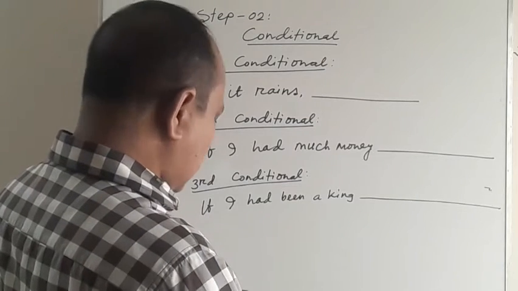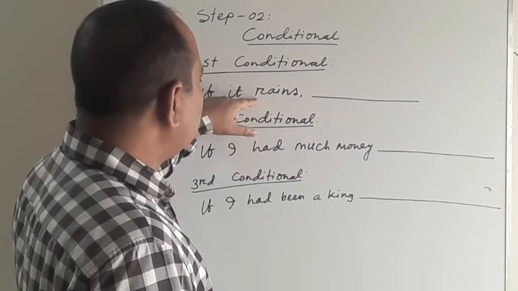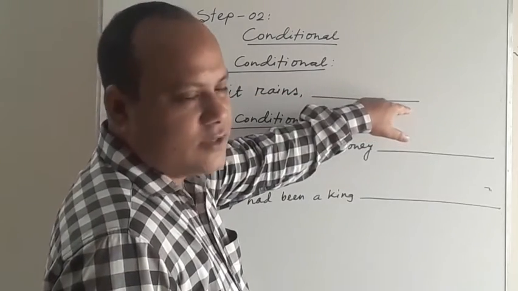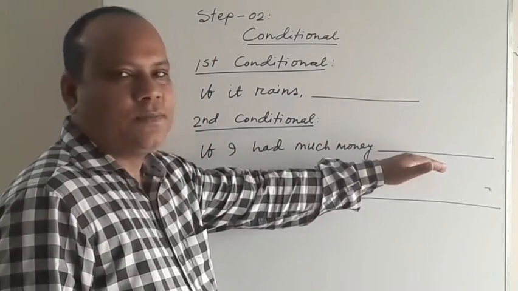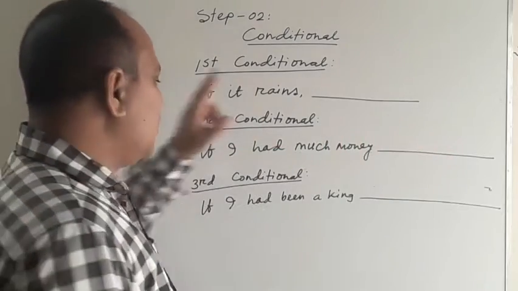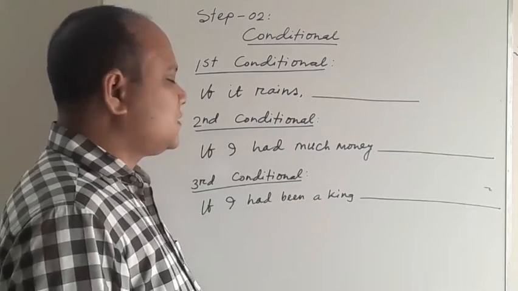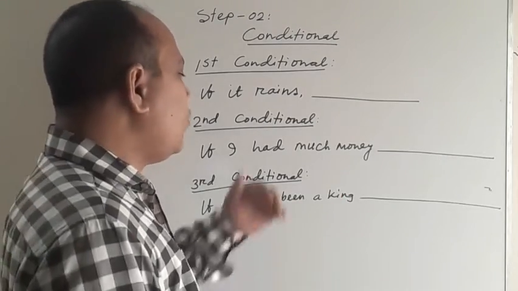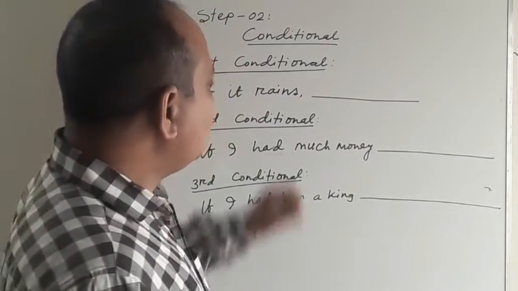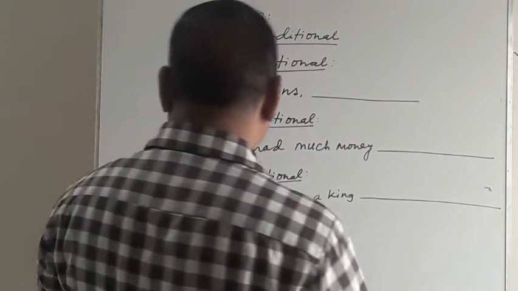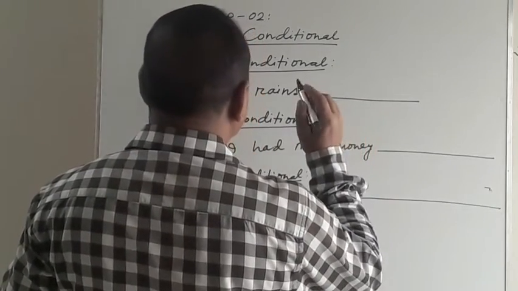So according to the category, if the if clause is in the present simple, the next part would be future indefinite. If clause is in the past indefinite, the next portion would be past conditional. Likewise, if the if clause is in past perfect, the next portion, that is the principal clause, would be perfect conditional. Now we will solve it. Now first come to the point. If it rains, so the second portion would be future indefinite.